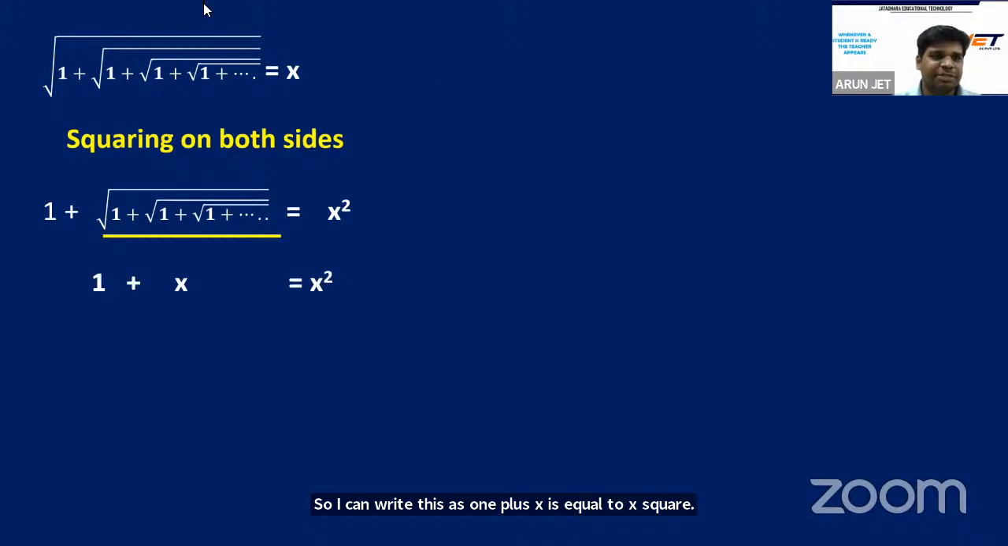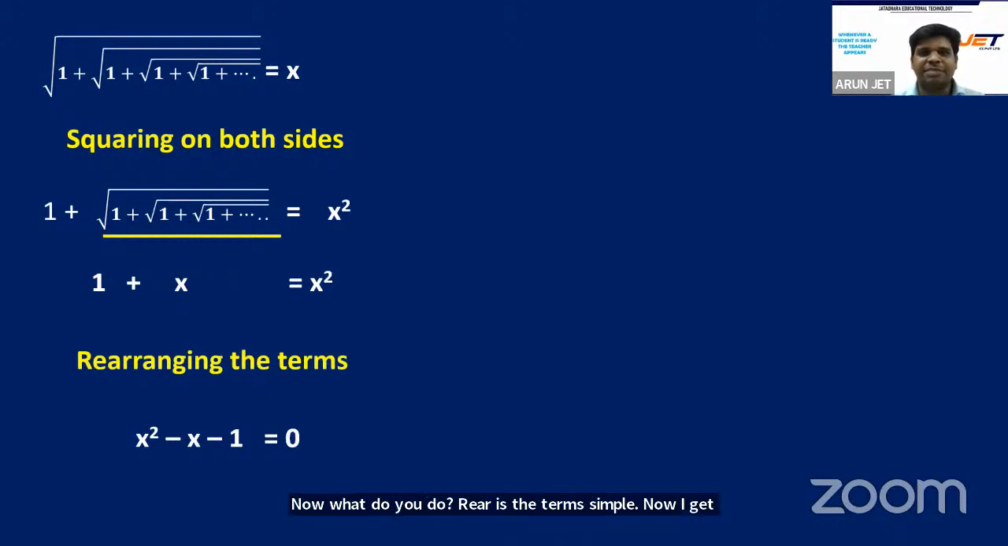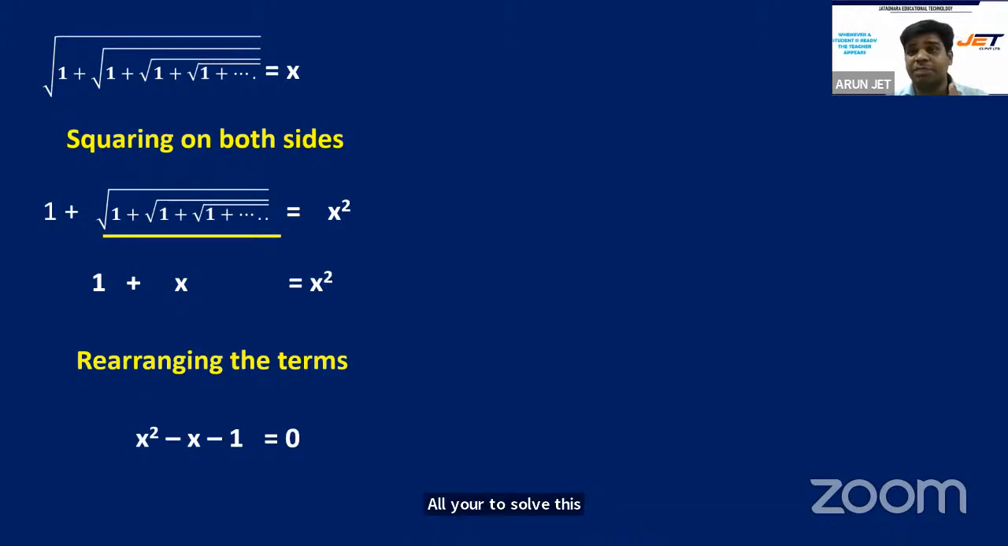Yes, good. Good, Taruni, Shashank, Gayatri, good. Excellent. Now what I do, rearrange the terms, simple. Now I get a quadratic equation. A quadratic equation is very simple for you to solve. You're all masters in that, as we have seen in the previous sessions. So the crux of the problem was framing this equation. Once you frame it, you know how to deal with it. So can you solve this quadratic equation? Tell me the answer.